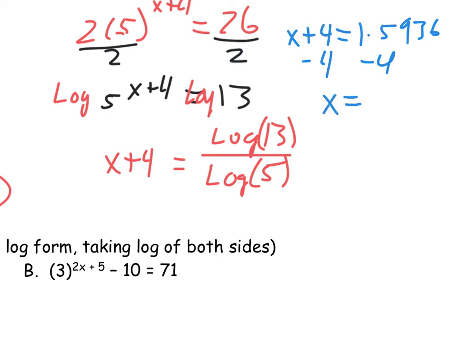And x equals, I'll use my calculator here, 1.5936 minus 4. And we get negative 2 point, you could just say negative 2.4. I'll say negative 2.4064 though. And there we go. So that's just another way to do it if you want to use that common log button instead of the log base button.